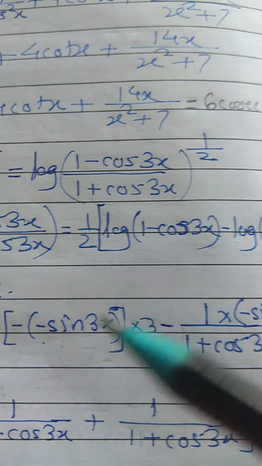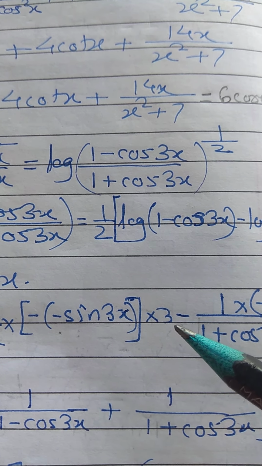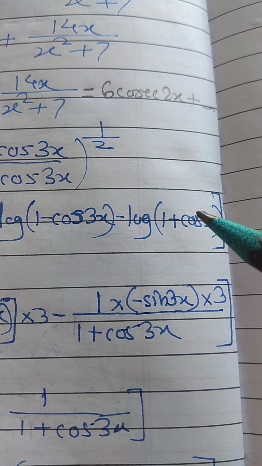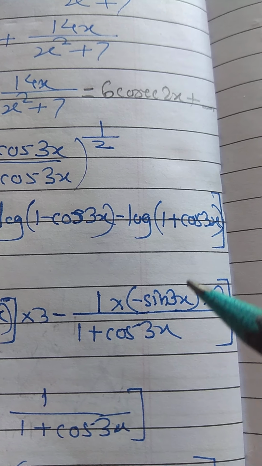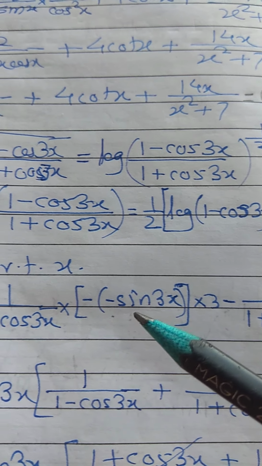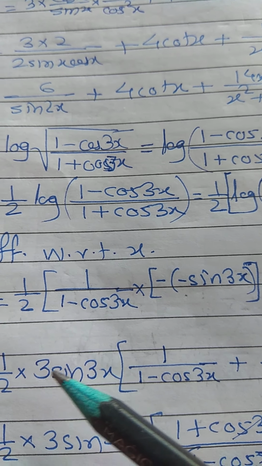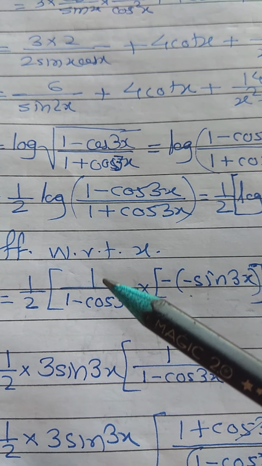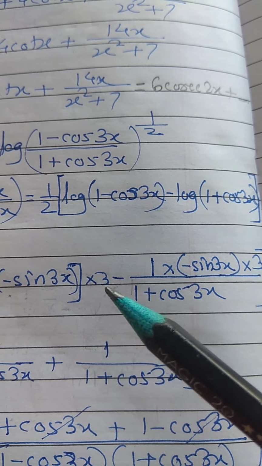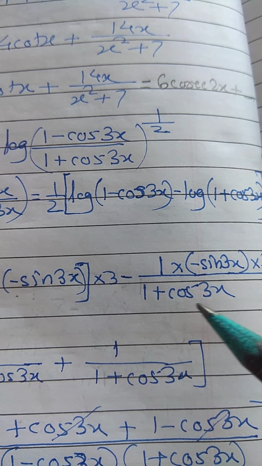Derivative of cos 3x is minus sin 3x and derivative of 3x is 3. Here also, derivative of log of something is 1 upon that thing, derivative of cos 3x is minus sin 3x and derivative of 3x is 3. This 3 sin 3x and this 3 sin 3x is common, so we can take it out. 3 sin 3x, 1 half as it is. What remains here is 1 upon 1 minus cos 3x plus, this minus and this minus, minus into minus will give you plus, so 1 upon 1 plus cos 3x.